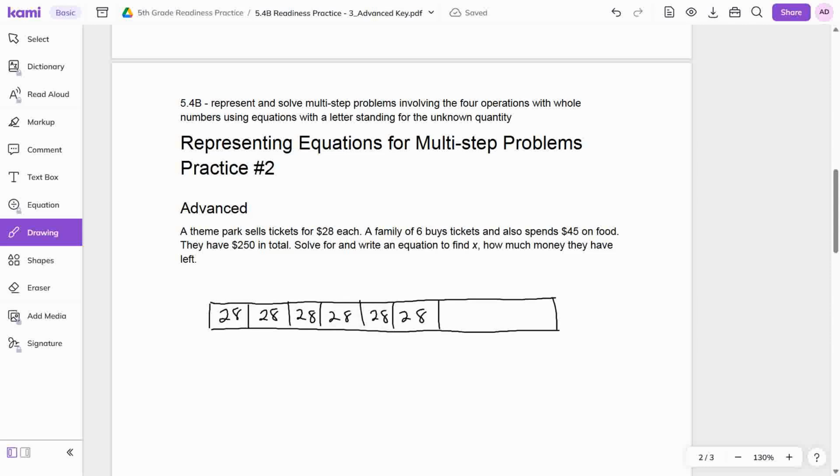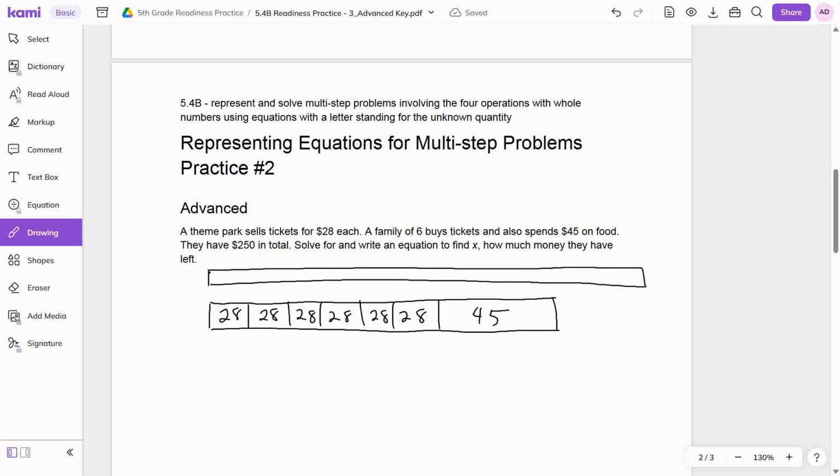And then I've got $45 on food. Now I've got $250 in total. I need to figure out how much they have left. So I'm assuming that their total is going to be greater than this amount of money they spent because it's asking me how much money they have left. So I'm going to put 250 right here.